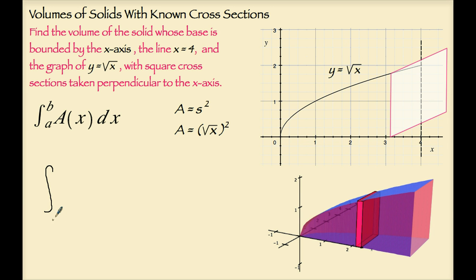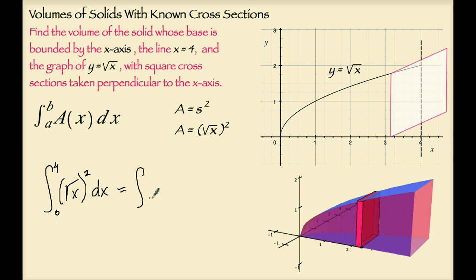There's no need for pi. We're integrating from 0 to 4, and the length of our side is the square root of x, the distance from the x-axis to the function curve. Side squared means we'll square the square root of x, and then of course we're integrating with respect to x.